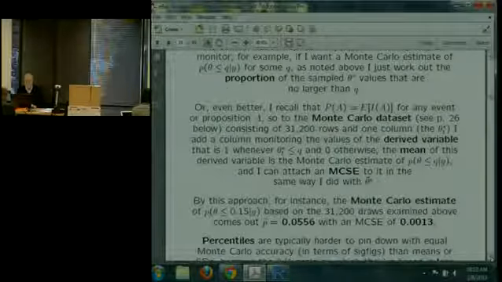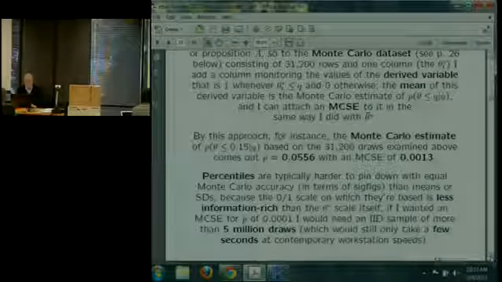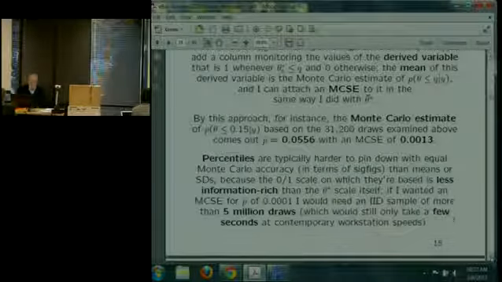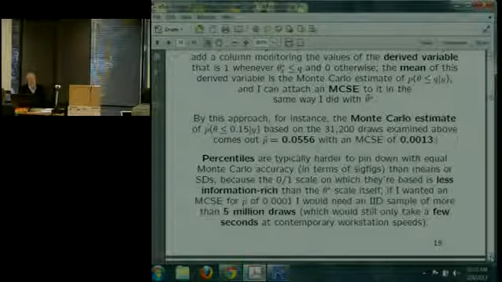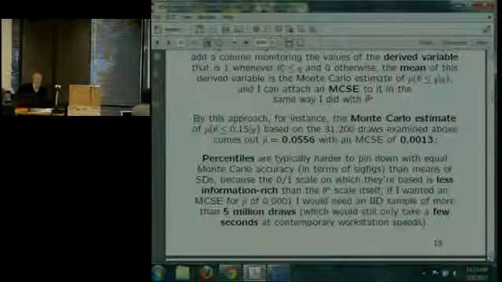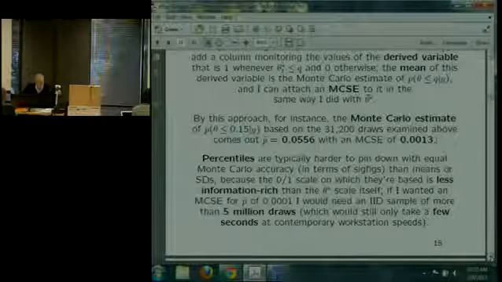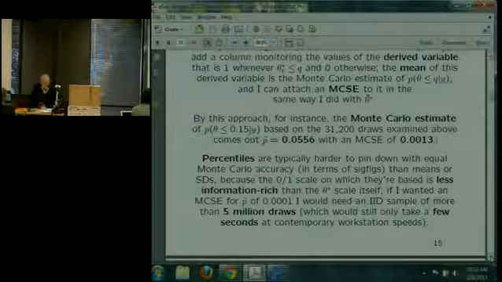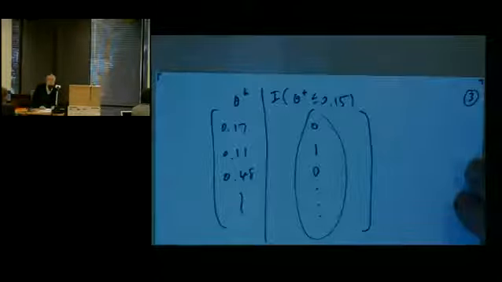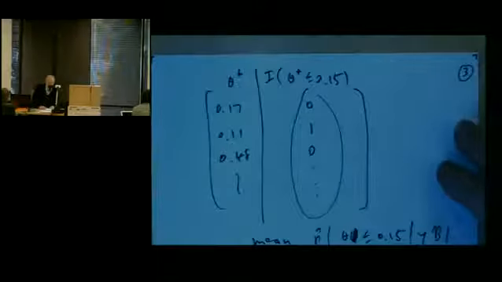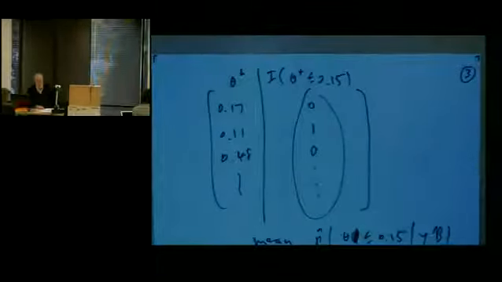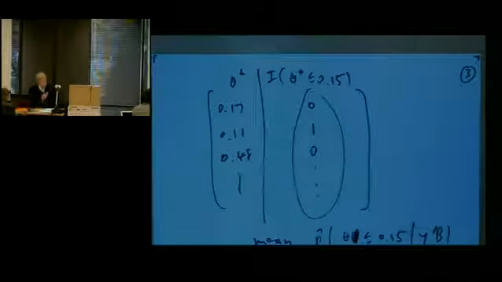So what's going on here is something that you may or may not have ever noticed before. Percentiles are harder to pin down with equal Monte Carlo accuracy in terms of significant figures than means or standard deviations. And the reason is seen by looking at how I got it with this table over here. It's the mean of a bunch of 1s and 0s. And I don't know whether you've ever thought this through before, but the binary outcome scale is a much less information-rich scale than a quantitative scale.